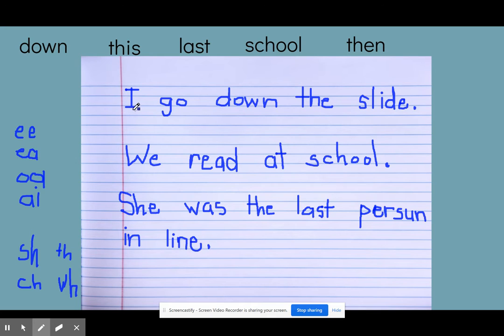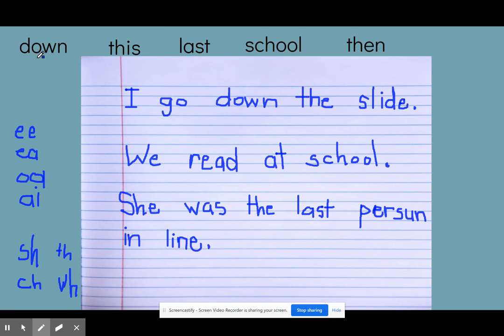Okay, so now you have your 3 sentences. I go down the slide. We read at school. She was the last person in line. And we checked to make sure we had capital letters. We checked to make sure we had a punctuation mark. And this time we happened to use periods. We made sure we had spaces between each of our words. Some of our words used vowel teams. Some of our words used digraphs. And we even used syllables to help us spell the word person.